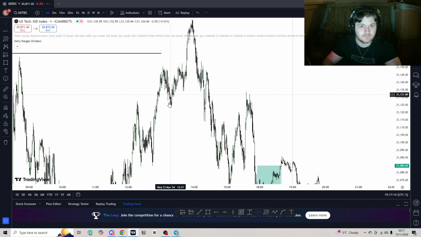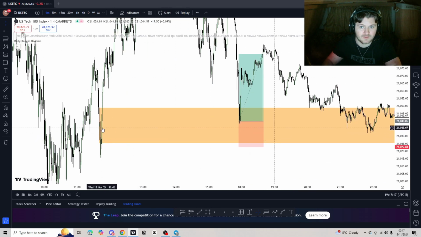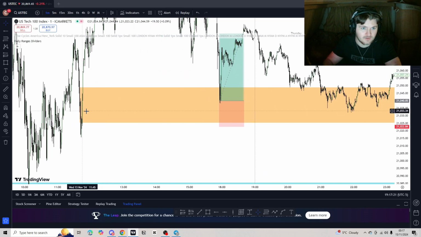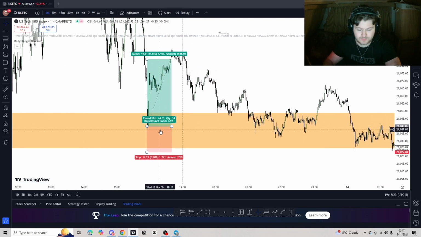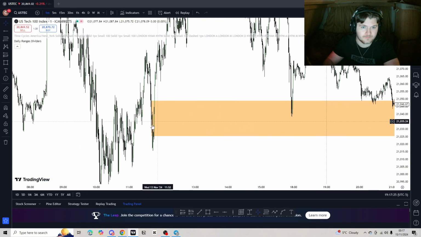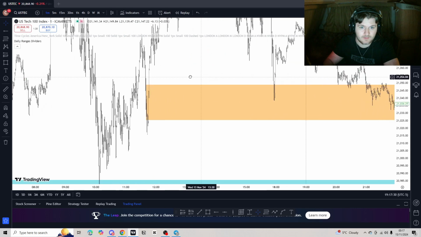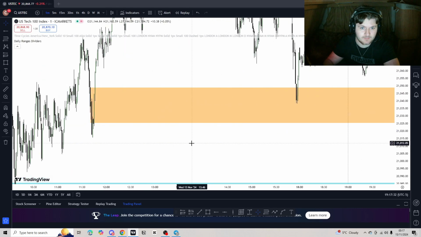Obviously, we had buy side swept. We tapped into some of the fair value gaps as well that I went on about on the previous video. So that's a bullish order block. Obviously, there's probably an order block here too. That might have got tapped.